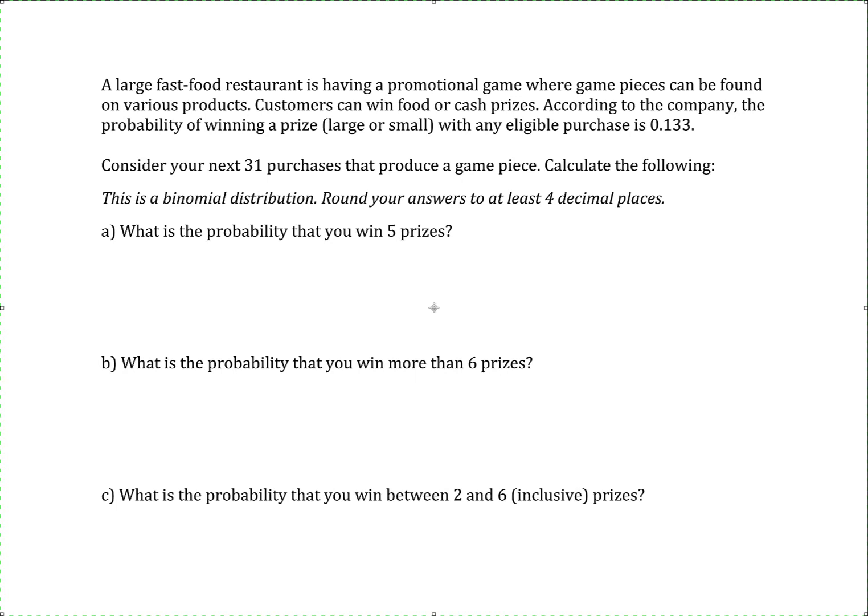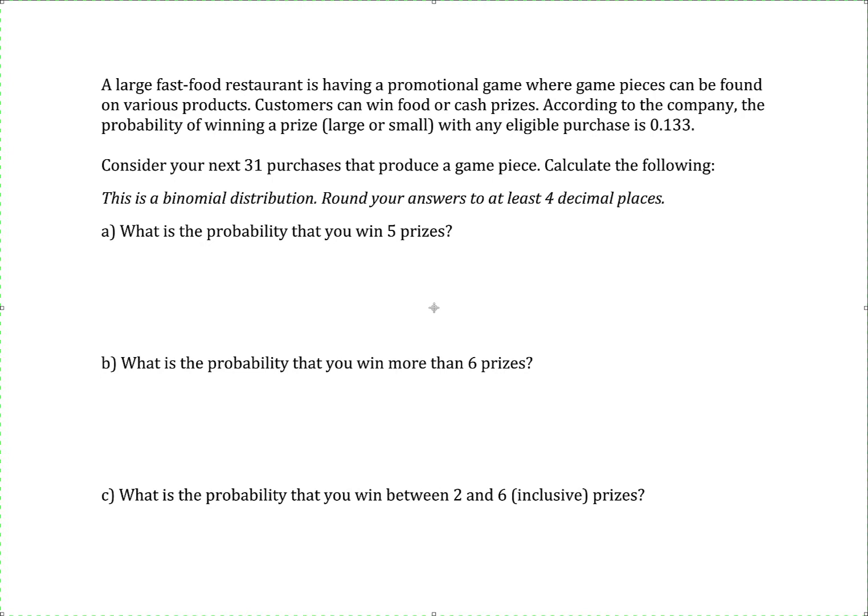A large fast food restaurant is having a promotional game where game pieces can be found on various products. Customers can win food or cash prizes. According to the company, the probability of winning a prize, large or small, with any eligible purchase is 0.133. Consider your next 31 purchases that produce a game piece.